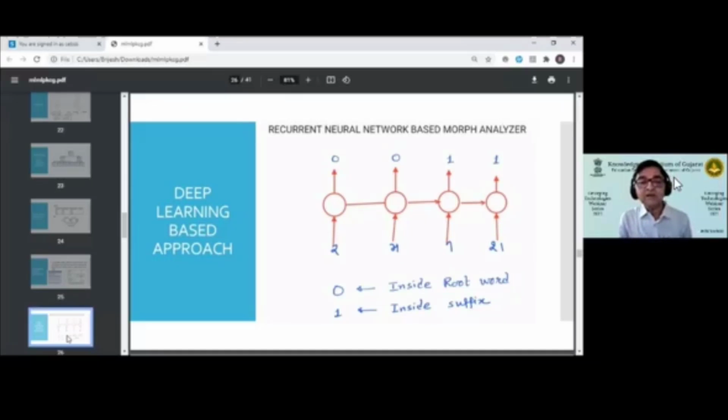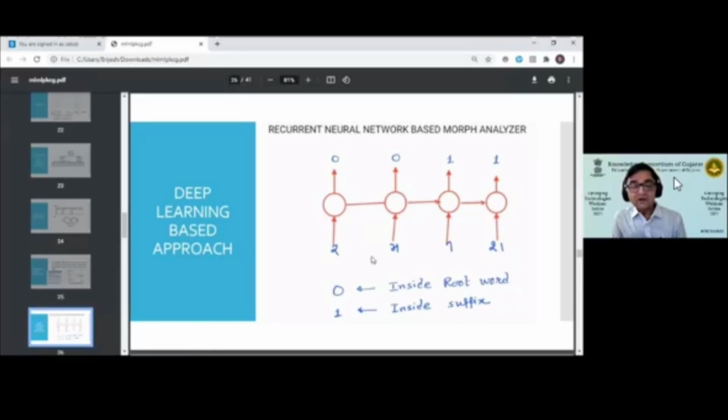Nowadays, people are using deep learning-based approaches, and I have given a very simple example of a recurrent neural network-based morph analyzer. And from now on, whenever I mention deep learning or recurrent neural network-based approaches, imagine the entire chain of advanced networks like encoder, decoder, attention mechanism, and pre-trained models like BERT. People have started experimenting on this, and much more sophisticated versions are also mentioned in the literature. But I'm keeping the example simple to get the idea.